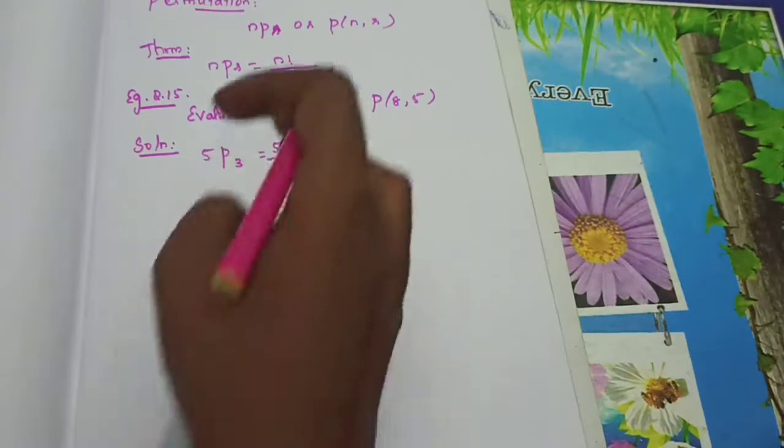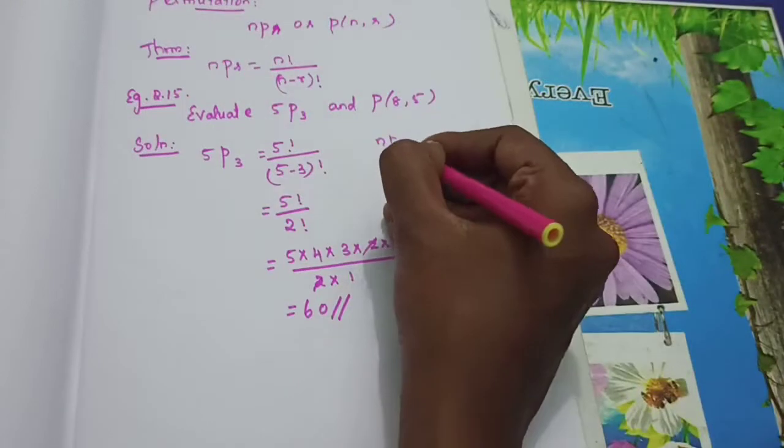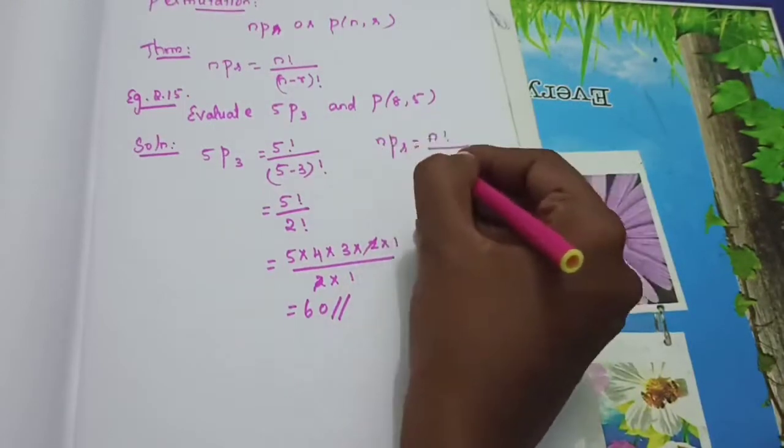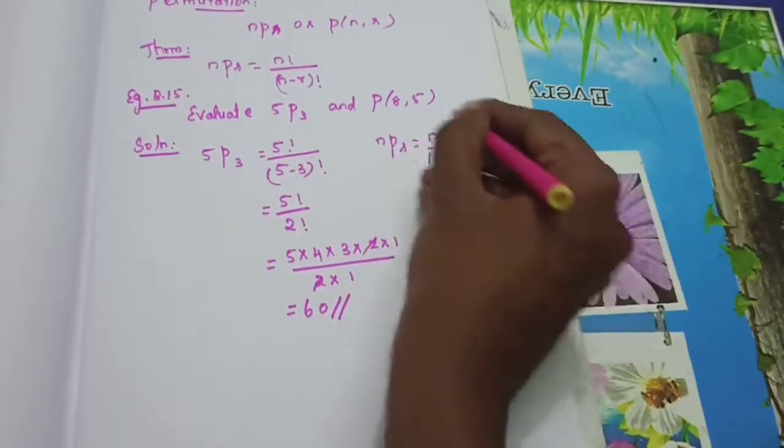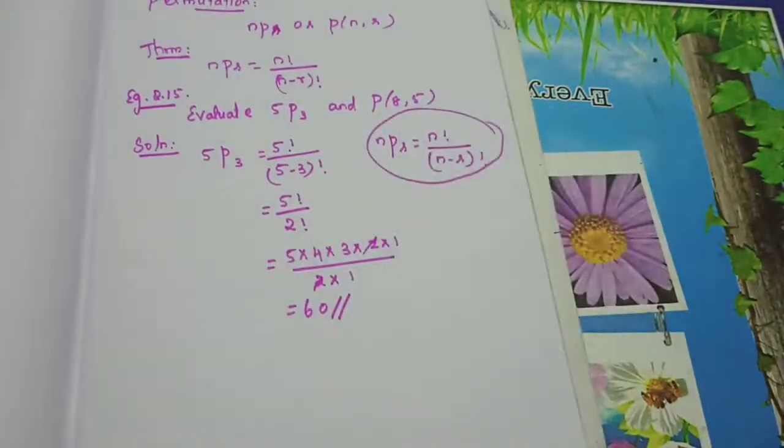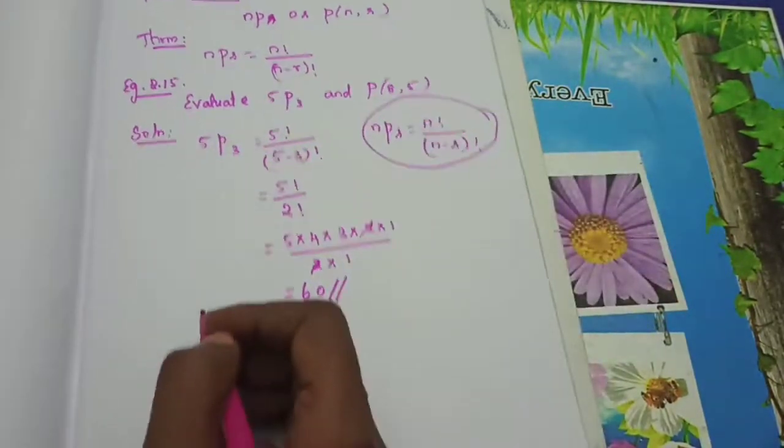Have you got it? Using this, if you need, you can write it on the side: nPr is equal to n factorial divided by (n minus r) whole factorial. This is the formula you will use. Shall we move to the next one?